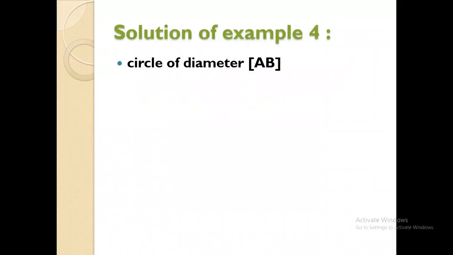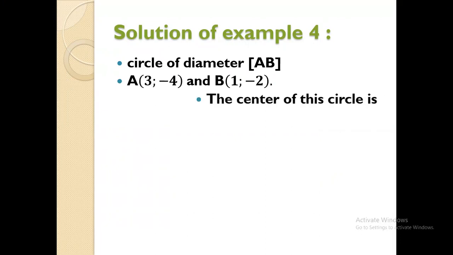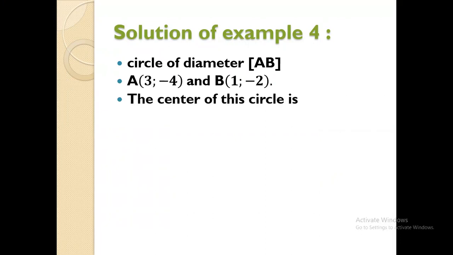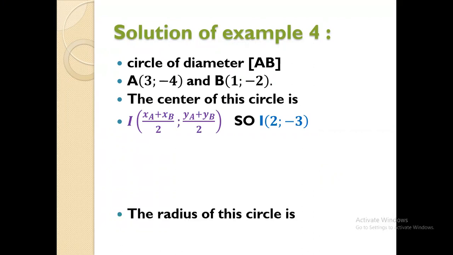Circle with diameter AB, these are the coordinates of A and B. So the center of the circle is I, which is the midpoint of A and B. So x of I is x of A plus x of B over 2, and y of I is y of A plus y of B over 2. So I, the center, has coordinates (2, -3).